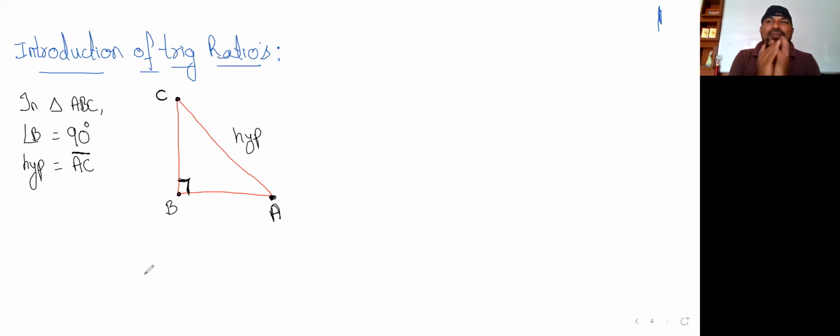Obviously, in a right angle triangle, one side is always fixed. What is that? It is nothing but the hypotenuse. The side opposite to 90 degrees, we call it the hypotenuse. So, in the figure, the side AC is the hypotenuse. We have taken a right angle triangle and a fixed side, the hypotenuse.